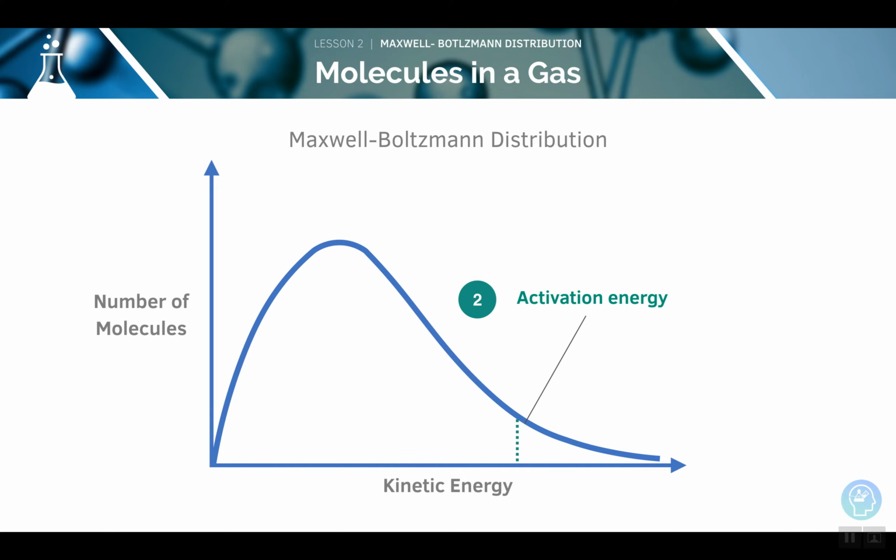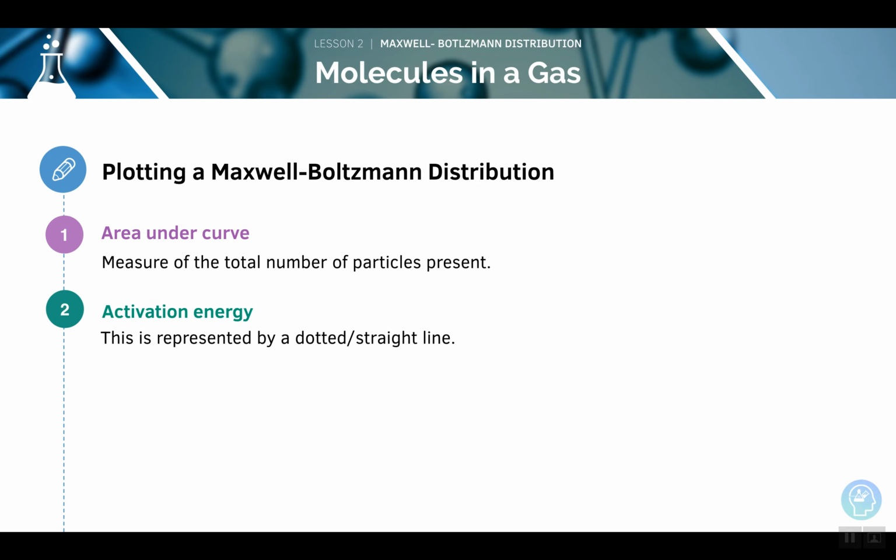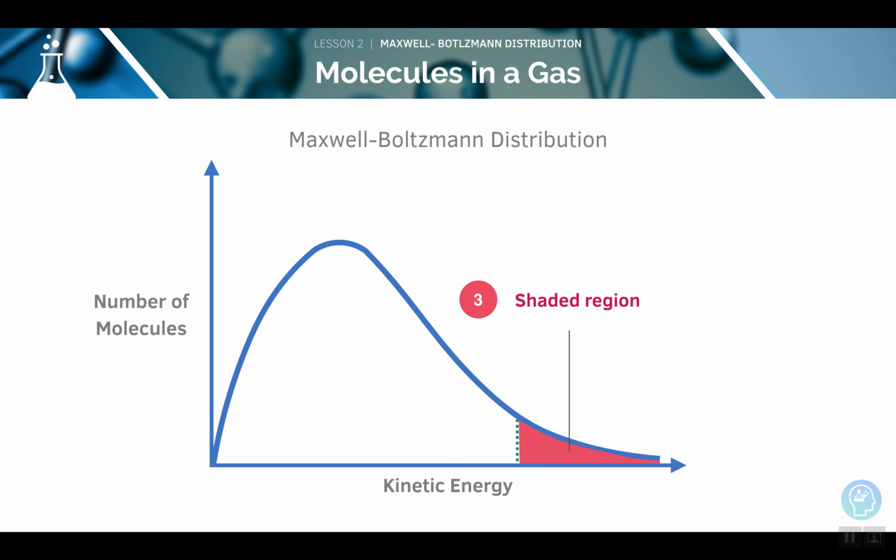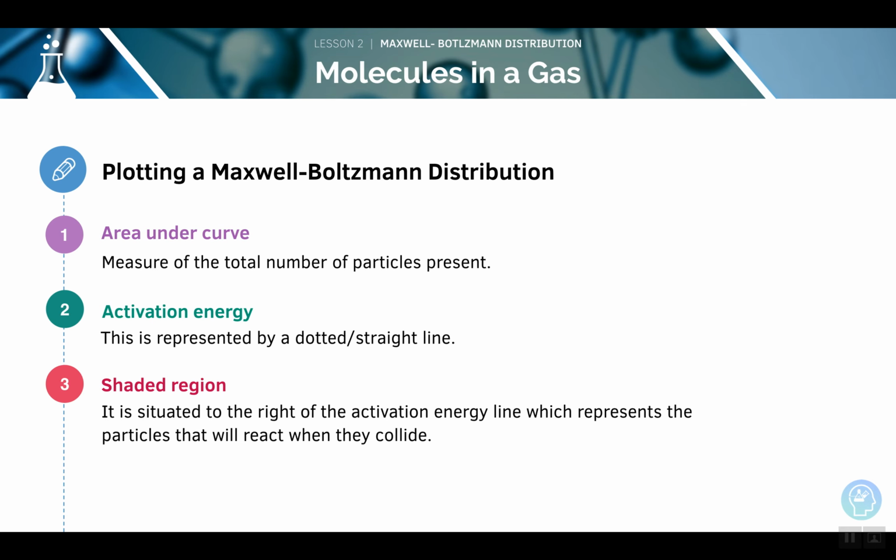A dotted or straight line, such as this one, is used to represent activation energy. The shaded region to the right of the activation energy line represents only the particles that will react when they collide. These are the particles that have sufficient energy that is more than the activation energy.